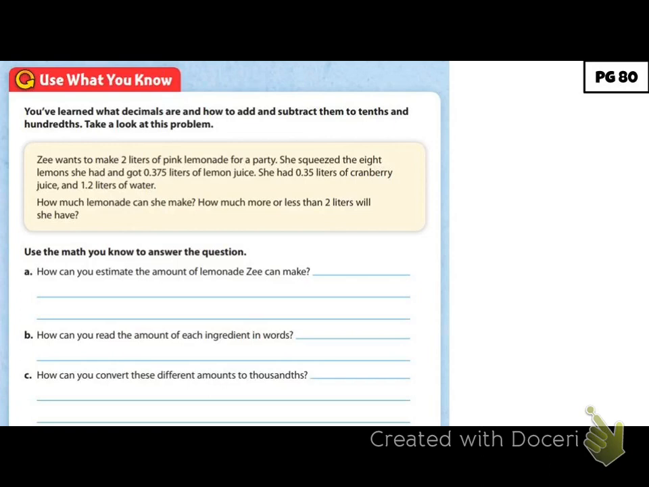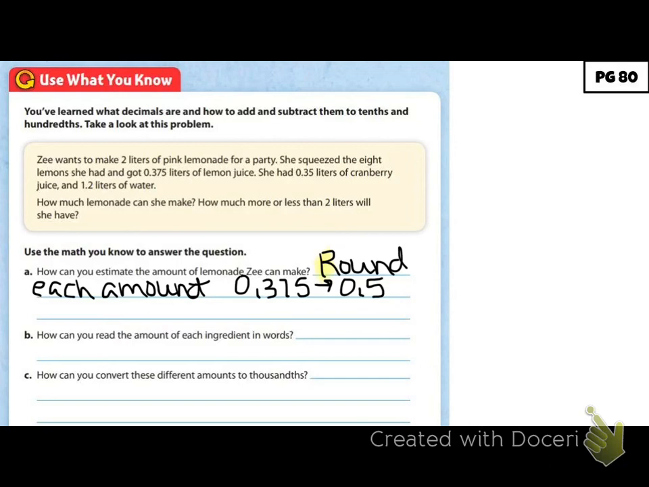So, using what we know, how could we estimate the amount of lemonade Z can make? Well, when we estimate, we round. So we would round each amount. If we look at the first one, we had 375 thousandths. We could say that that's pretty close to half a liter. Our next amount would be 35 hundredths, and that also is pretty close to half a liter. And then our last amount is 1 2/10. That one we would probably say is closer to 1 liter.